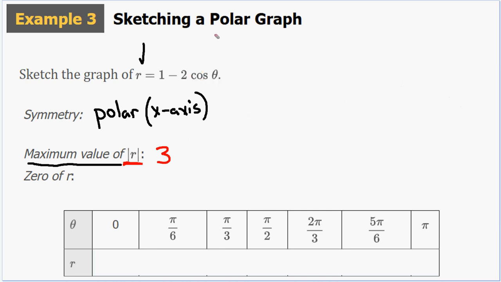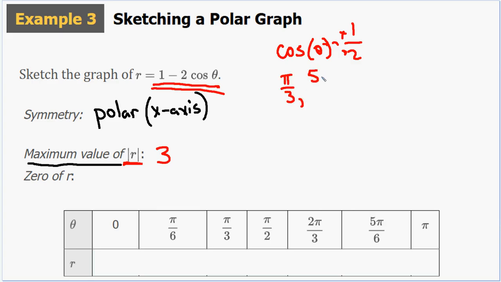And then it asks about the zeros. Well, if I set this equal to 0, and I want to solve for cos of theta, I would subtract 1 and divide by a negative 2. So that tells me that cos is equal to a half. And where is cosine equal to a half? At pi over 3 and 5 pi over 3. So those values should give us an output of 0. And right down here in the table, I don't see the 5/3 pi, but I do see the pi over 3. We can plug in a 0 for that right now.